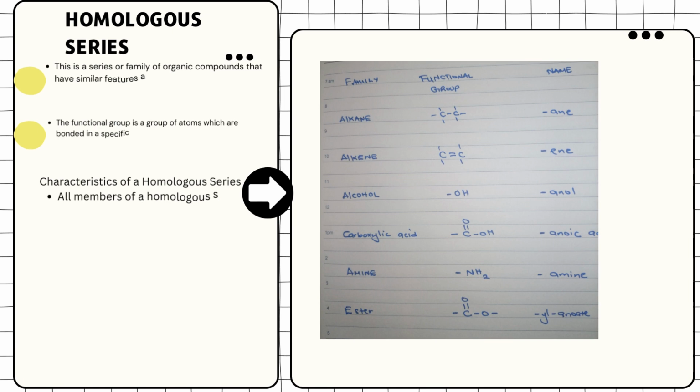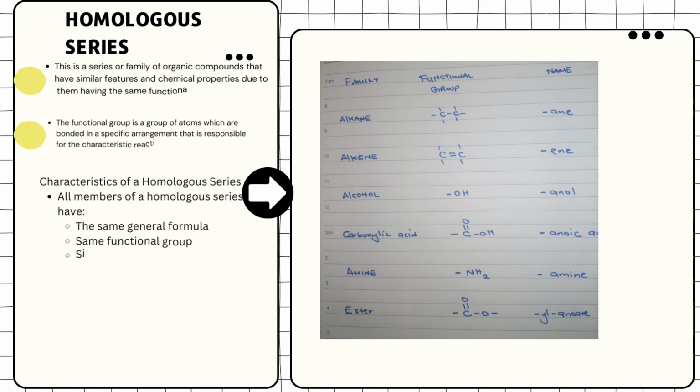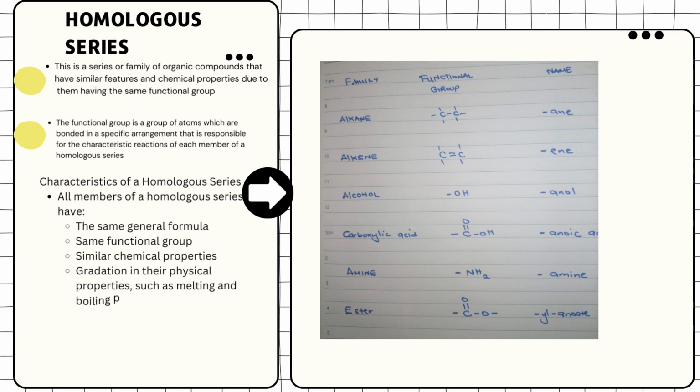Homologous series. This is a series or a family of organic compounds that have similar features and chemical properties due to them having the same functional group. A functional group is a group of atoms which are bonded in a specific arrangement, and they are responsible for the chemical characteristics of the members of a homologous series.